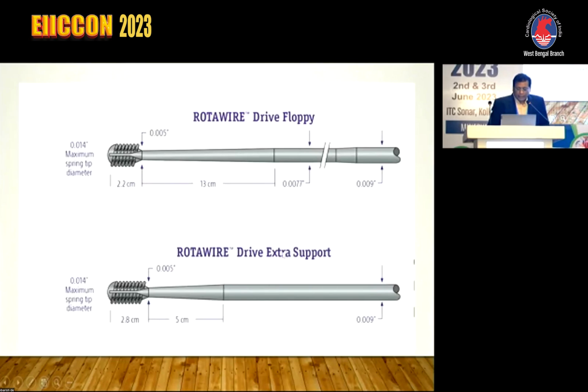And then the RotaWire Extra Support has a uniform 0.009 thickness up to 5 centimeter. And beyond that, it tapers down to 0.005. So there is no transition from 0.009 to 0.0077 to 0.005. It tapers directly to 0.005.